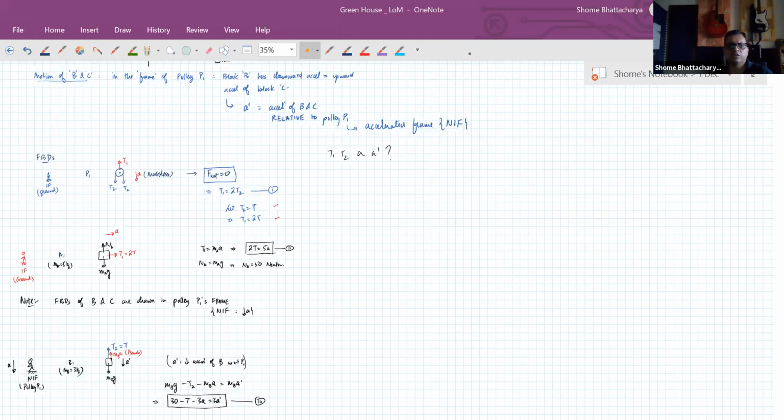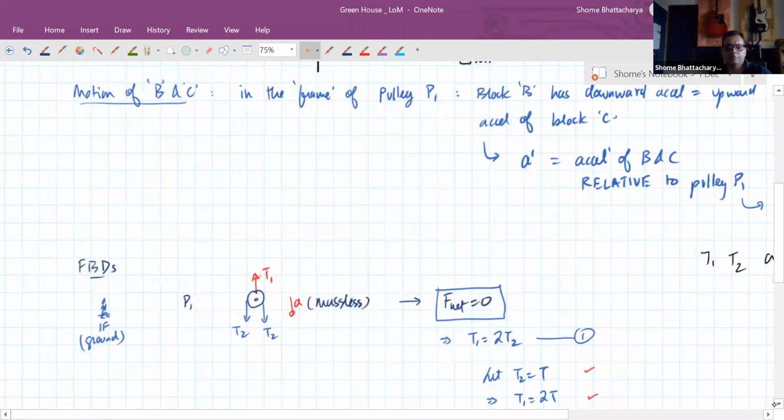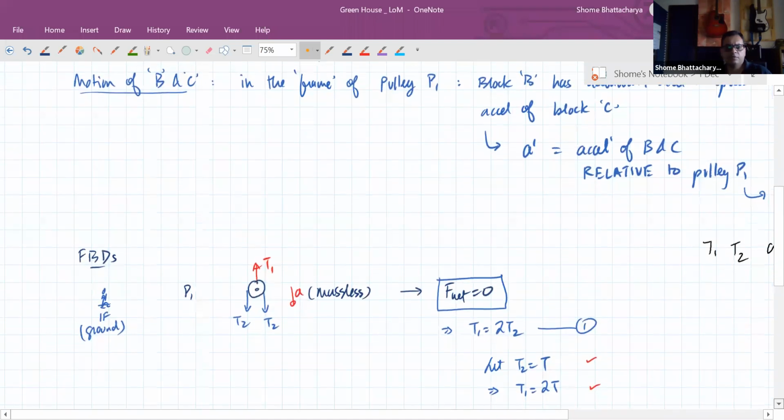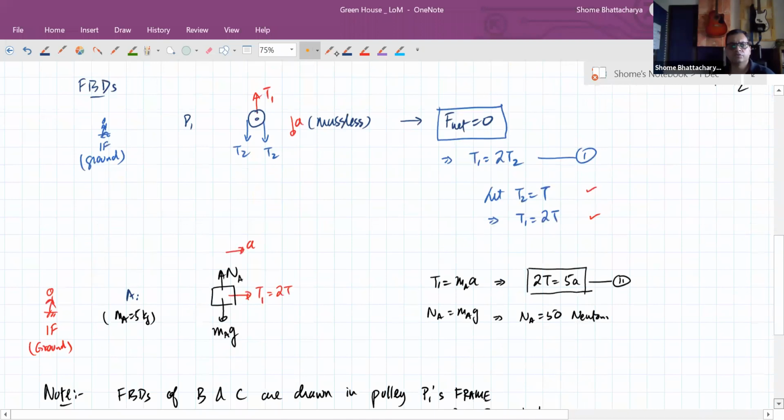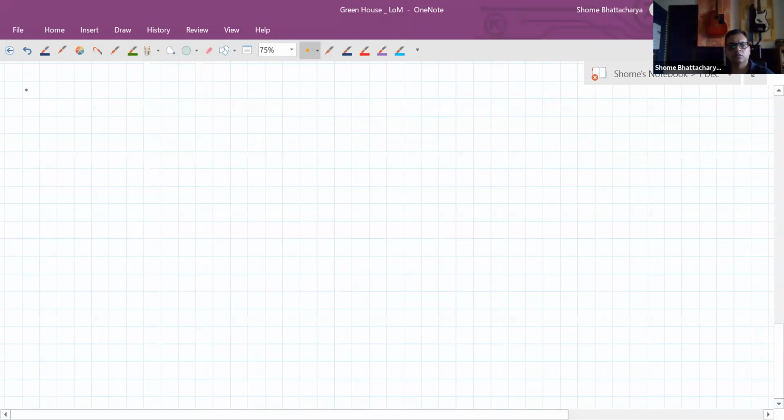Yeah, so Vashish, if you finish, now solve them to find out A first. Okay, so solve the equations first of all to find out the acceleration A, and then solve A prime. And from that we will get the acceleration of each of the blocks in the ground frame. So let's come to the free body diagram of the block C.